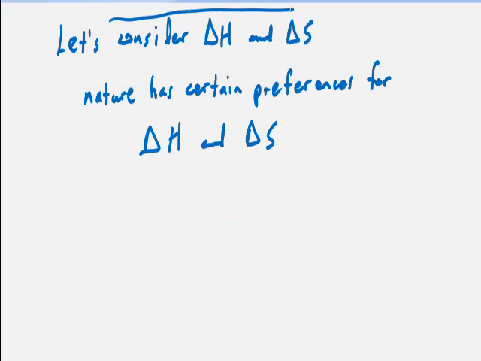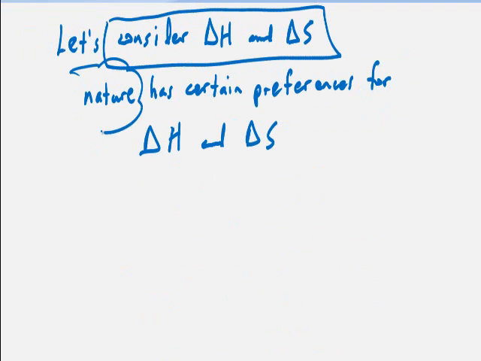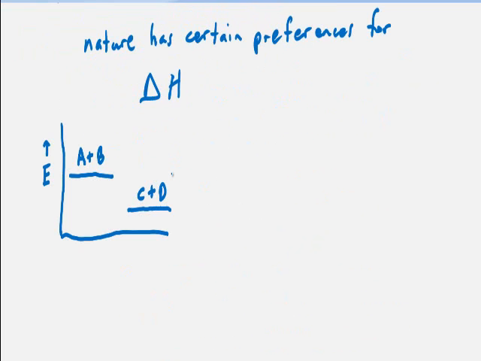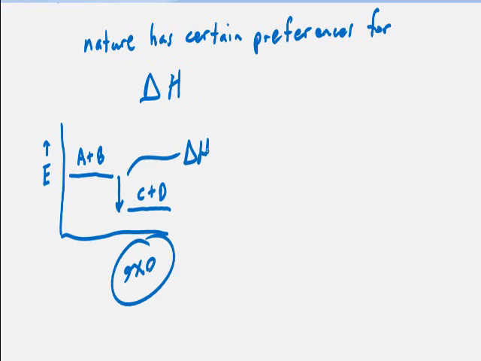Let's consider change in enthalpy and entropy for a reaction. Now, nature has certain preferences for enthalpy changes and entropy changes. Let's start by focusing on our change in enthalpy for a reaction. In our picture, this would be an example of an exothermic process, that we're starting at a higher energy going to a lower energy. Our delta H here would be a negative, and the process is exothermic.